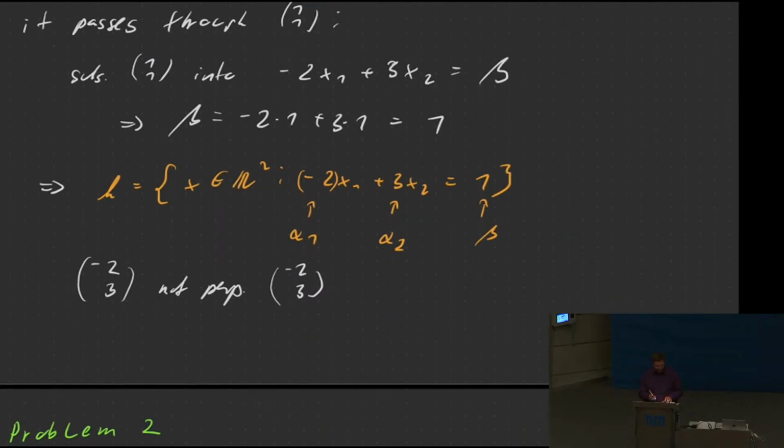3, 2 is perpendicular to minus 2, 3, yeah? So, yep.